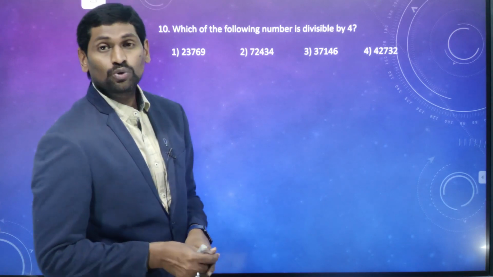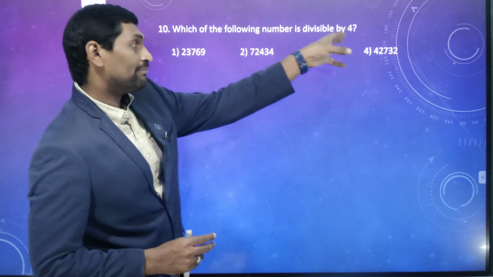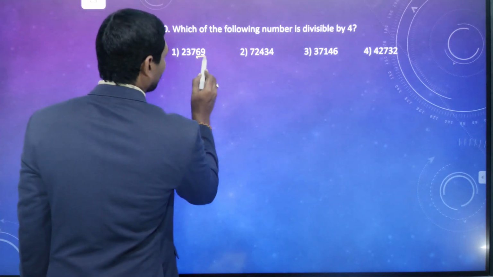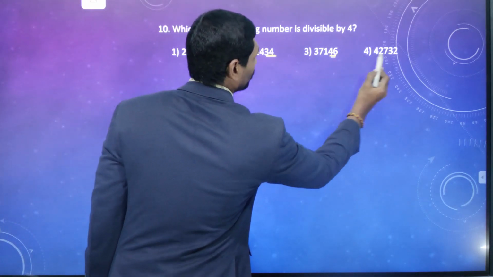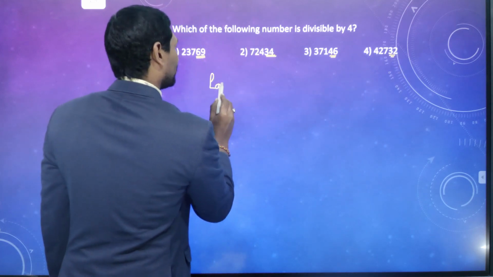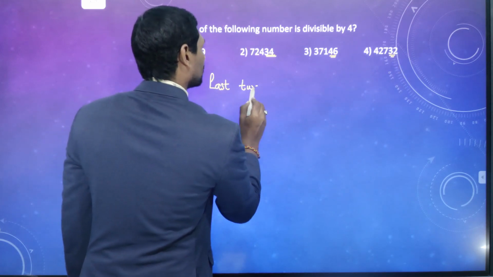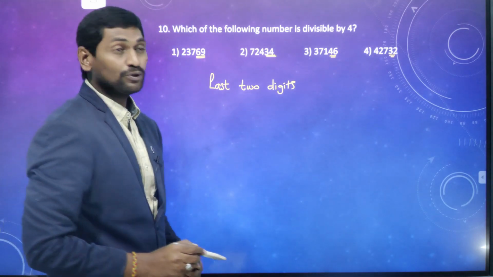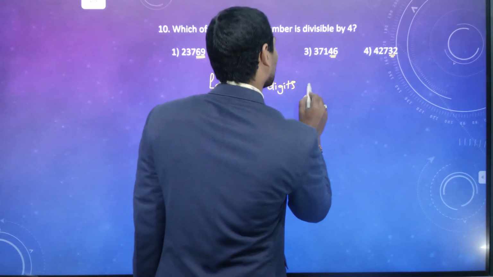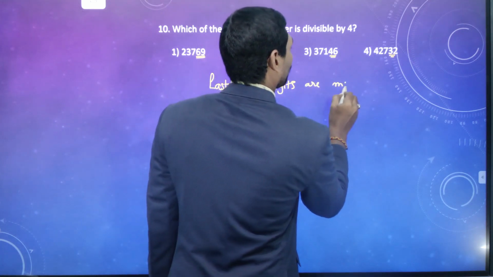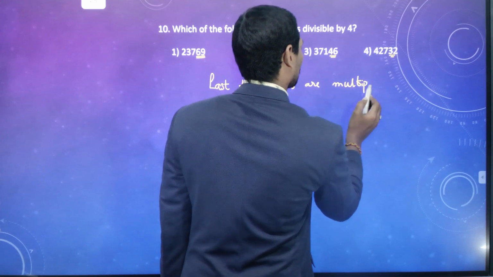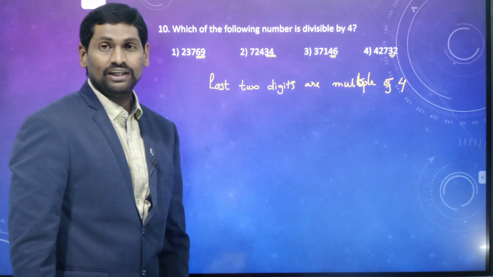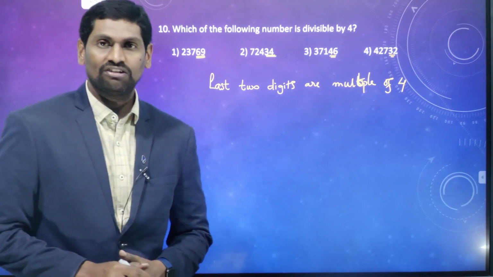So, let us move on to question number 10. Which of the following numbers is divisible by 4? Same rule. Again, the last 2 digits we have to check. According to the divisibility rule, if the last 2 digits of a number are zeros or multiples of 4, or divisible by 4, therefore the entire number is exactly divisible by 4.